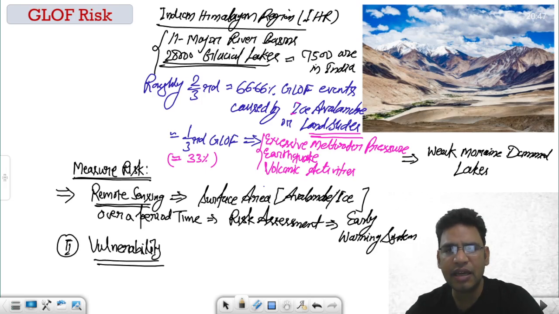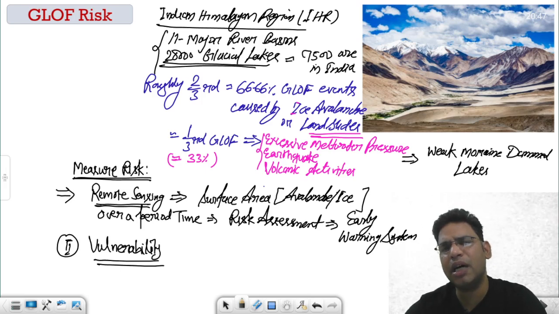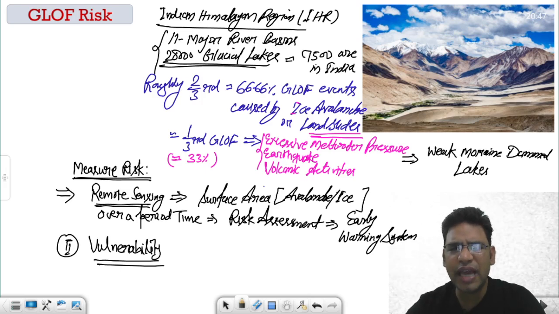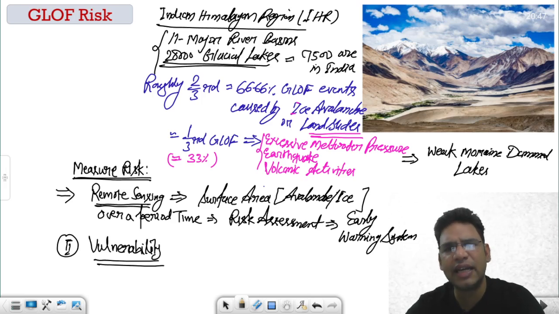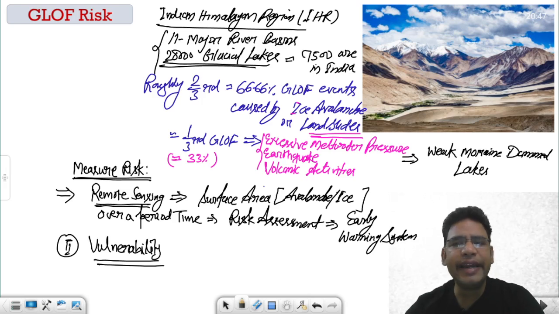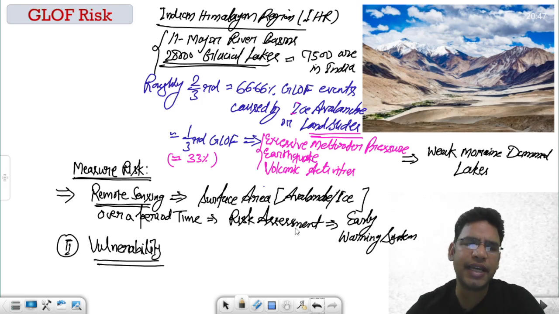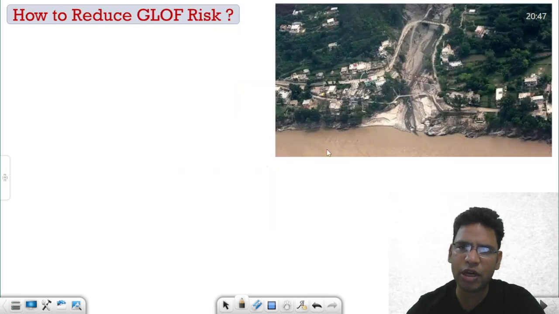The people can be shifted to another place, right? So we have to look at the biodiversity, the livelihood, and the hydropower projects which are there. Okay, now India, how can India reduce these GLOF events? We are going to talk quickly about this.